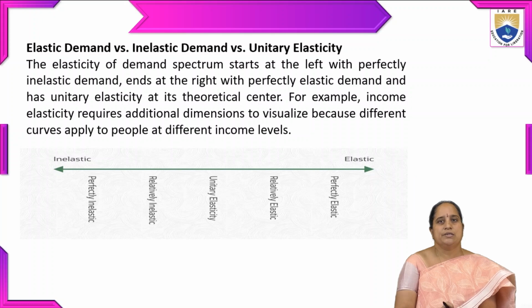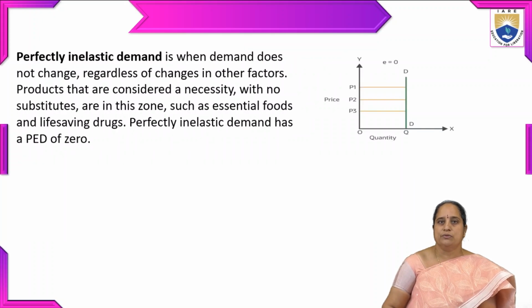So the elasticity of demand spectrum starts at the left with perfectly inelastic demand and ends at the right with perfectly elastic demand and has unitary elasticity at its theoretical center. For example, income elasticity requires additional dimensions to visualize because different curves apply to people at different income levels. As a result, we may get different types of demand curves based on the income level differences.